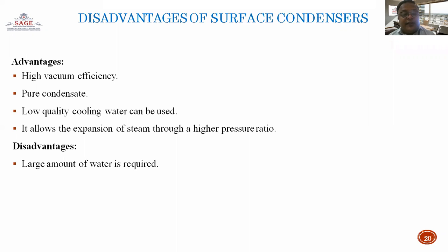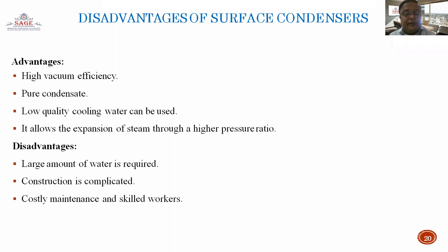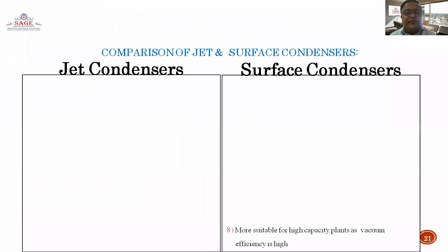Talking about the disadvantages, a large amount of water is required, construction is complicated and costly, and maintenance and skilled workers are required in the case of the surface condenser. A larger floor area is also required in the case of the surface condenser.